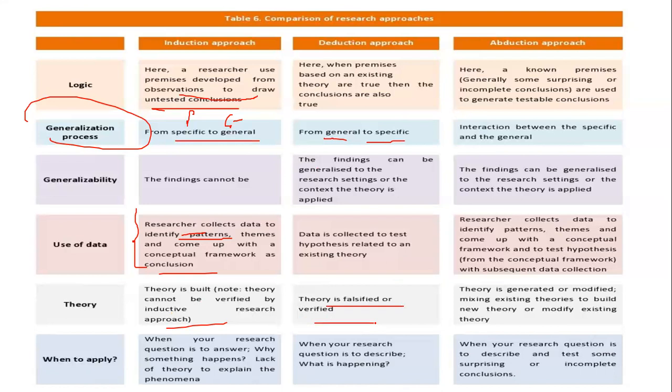An abductive approach is something where the theory is modified or generalized in order to come up with a new theory or to modify the existing theory. So it can be a complete new theory, or it can be modifying the existing theory. Now coming to when to apply.